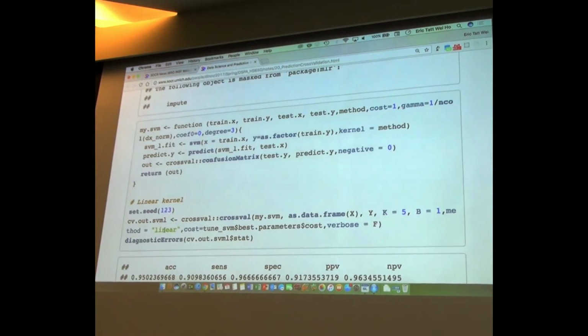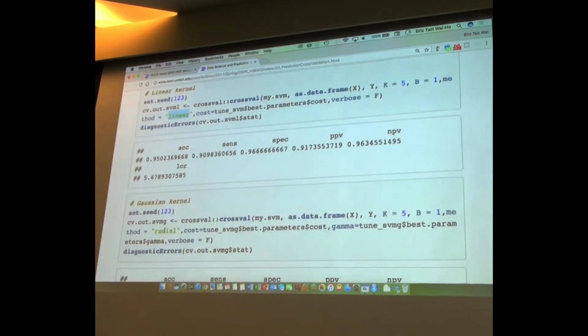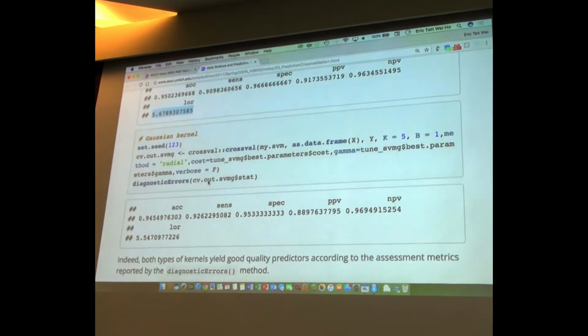And we do this for the linear kernel, 95% accuracy. The log odds ratio increased a little bit, so this yields a little bit better model. For the Gaussian alternative kernel, you have a slightly lower log odds ratio.